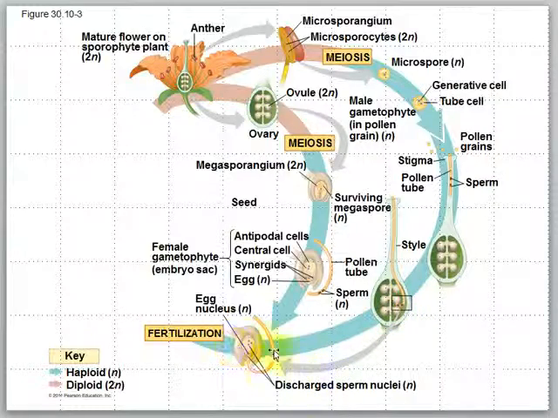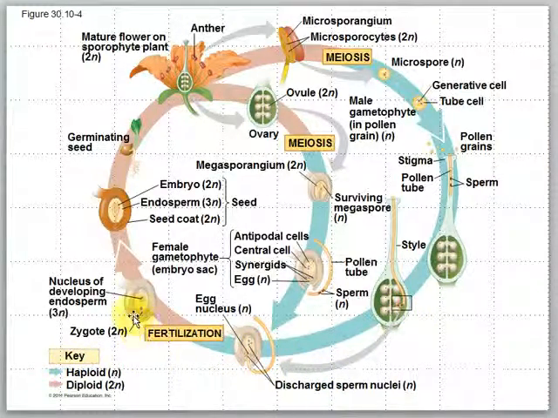Now we have a nucleus developing endosperm around that embryo, and then here we have basically the seed ready to go. It has a seed coat on the outside, it has the endosperm, which is the nutritional material, and then it has the actual baby plant, the embryo, in the middle.